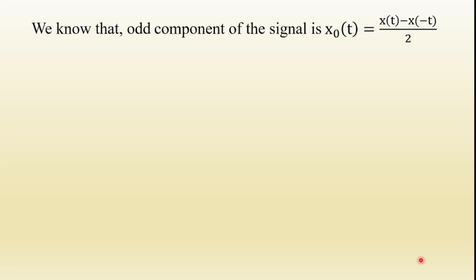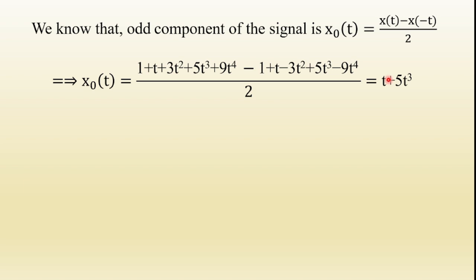We know that the odd component of the signal is defined as xo of t is equal to x of t minus x of minus t by 2. Here substitute x of t and x of minus t values, and we get the odd component of the signal as t plus 5t cube.